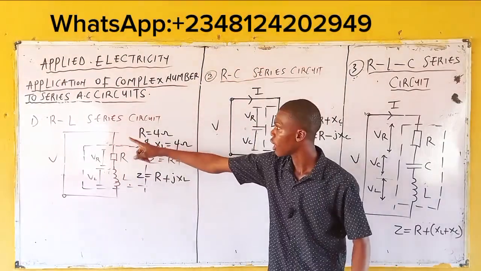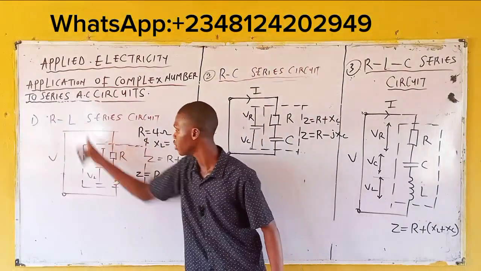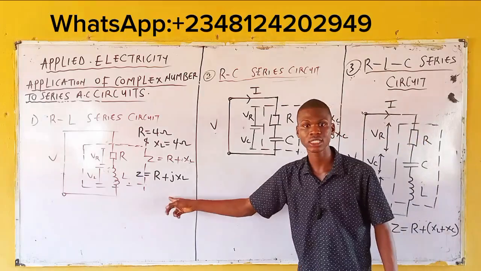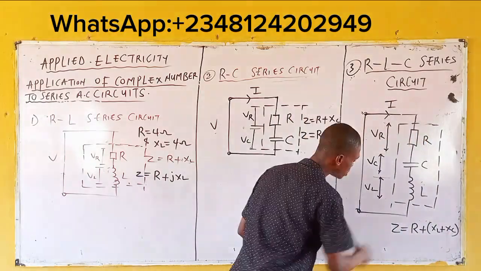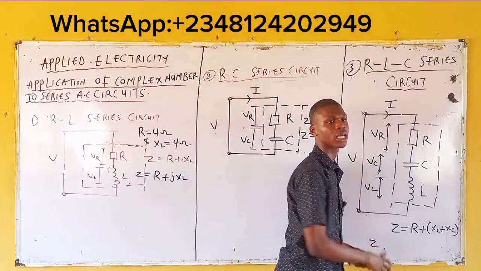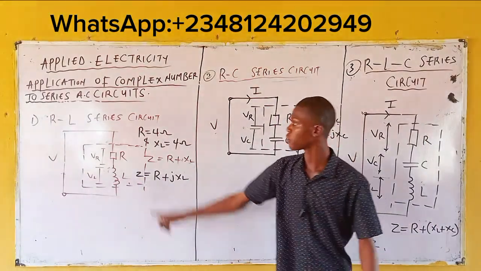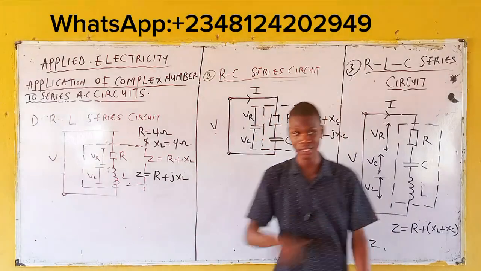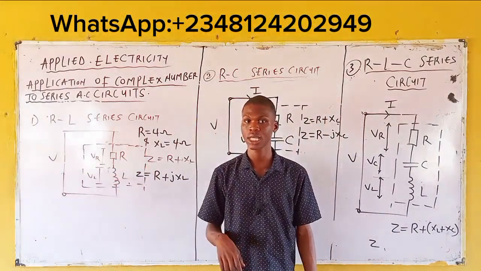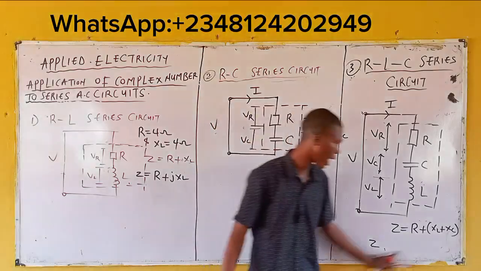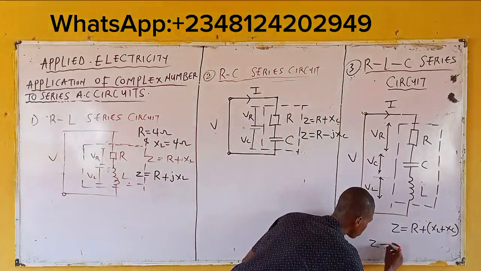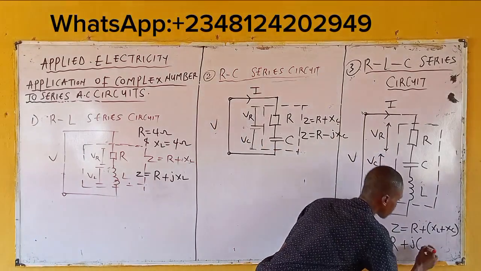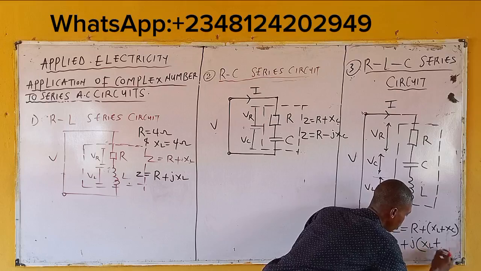Always take note: for RL it is positive, for RC it is negative. Now apply that concept here. Before then, observe something from the first one: your capacitive reactance and inductive reactance are the ones taking the imaginary part. Now apply that idea here. Z equals R plus j, all in brackets, XL plus XC.